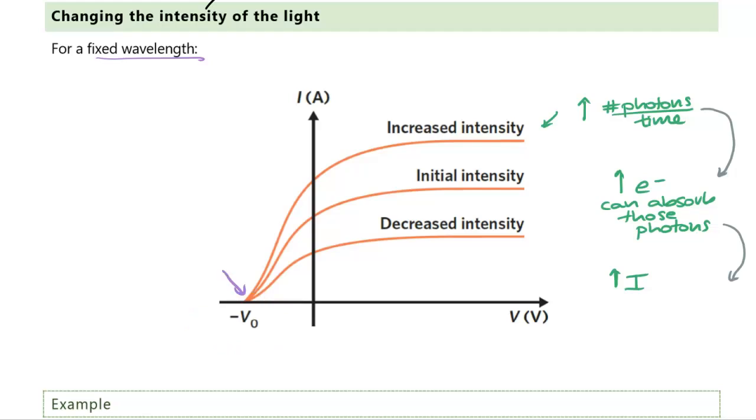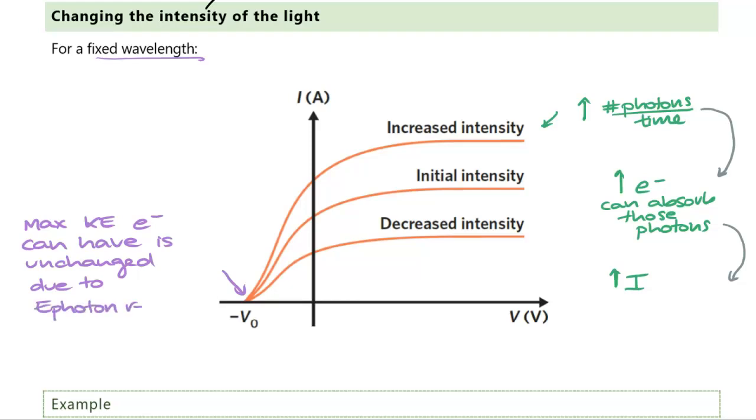So let's put something like the max kinetic energy electrons can have is unchanged due to E photon remaining the same. Therefore, our stopping voltage is unchanged.